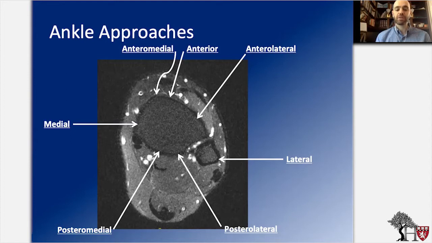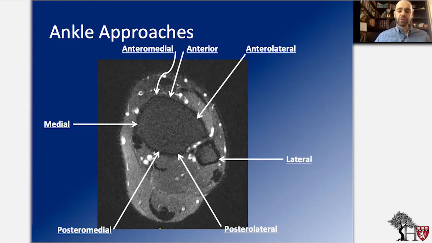When we talk about the ankle and how to fix fractures, we talk about windows. You have to be able to access the fracture, and these are the various windows. One of the first things you do when you look at an ankle fracture is think about what structures are involved and how am I going to approach it. What window am I going to use?